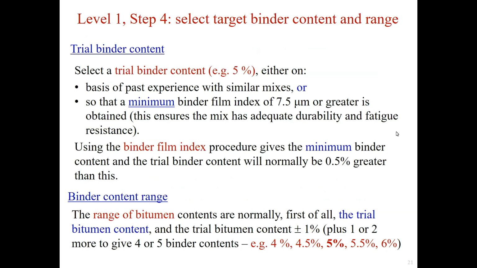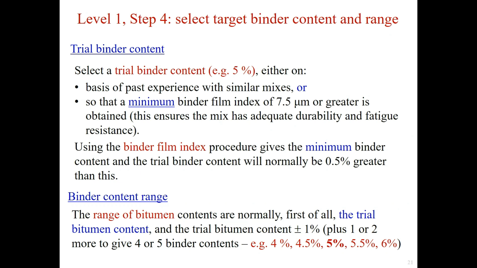Next step is to select a trial binder content on the basis of past experience or to make sure to meet the requirement of minimum binder film index of 7.5 micrometer or greater. The binder film index is a measure of the average binder film on the aggregate particles, excluding any binder which might be absorbed by the aggregate. This allows the mix to have adequate durability and fatigue resistance.